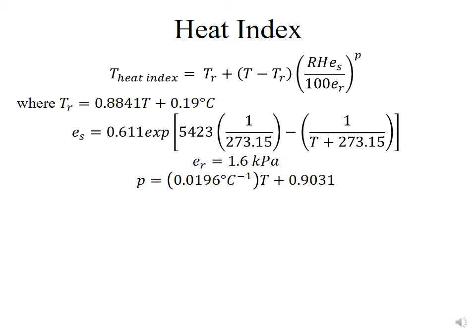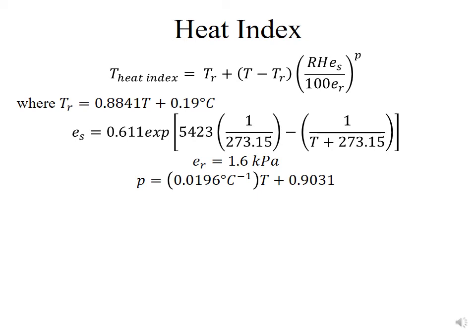So the heat index temperature equals TR, which is this reference value, 0.8841 times temperature plus 0.19 degrees Celsius, plus our temperature minus this TR, times the relative humidity divided by 100, times the saturation vapor pressure, E sub S, divided by ER, which is a reference water vapor pressure.